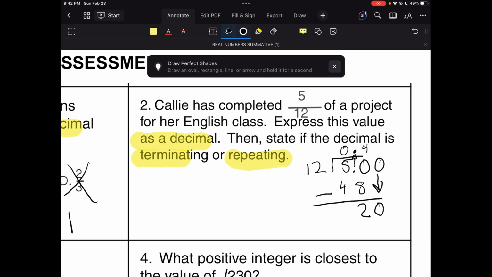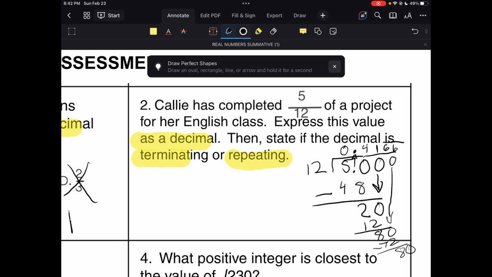12 goes into 20 1 time. 1 times 12 is 12. Then you get 8. 12 goes in, you have to add another 0, bring it down. 12 goes into 80 6 times, and you're going to get 72. 80 minus 72 is going to be 8, and then if you bring it down, you're going to get 80 again, and 6 again. So that 6 is going to be repeating.